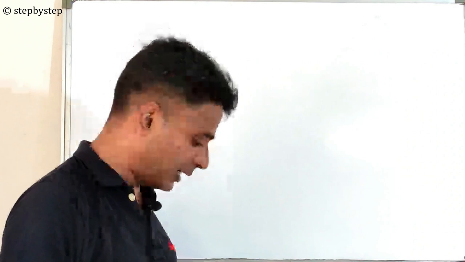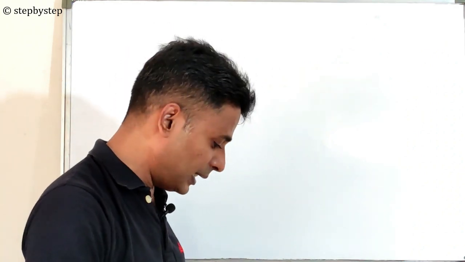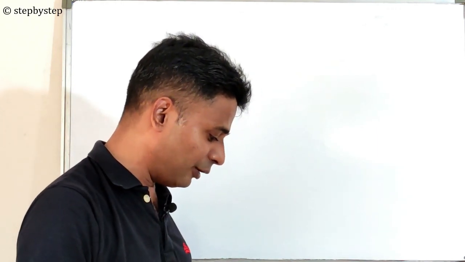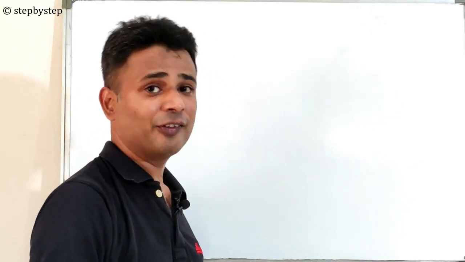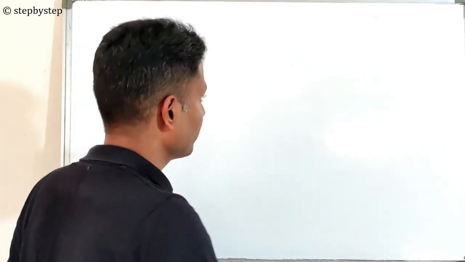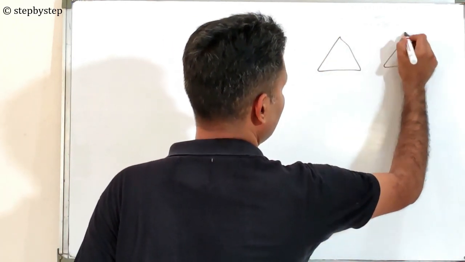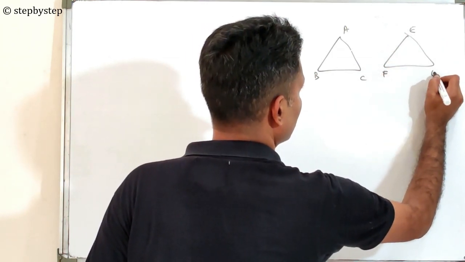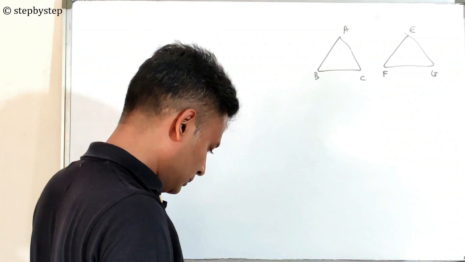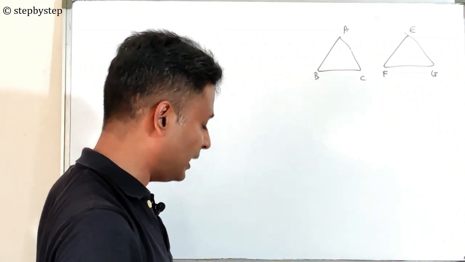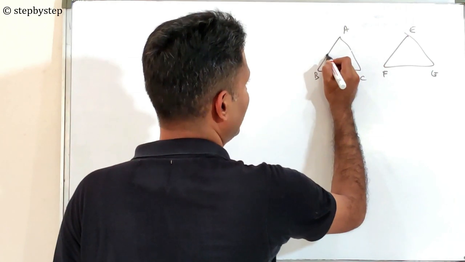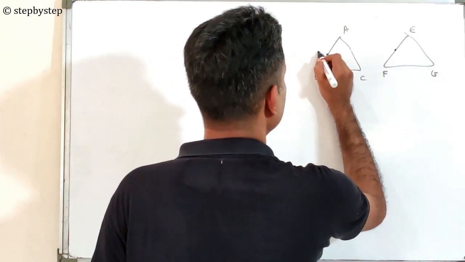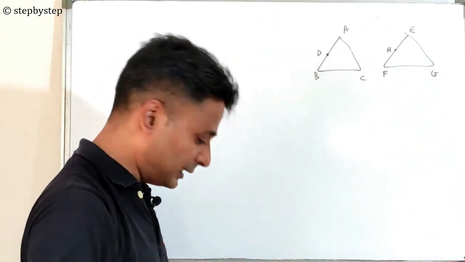CD and GH are respectively the bisectors of angle ACB and EGF, such that D and H lie on sides AB and FE of triangle ABC and EFG. So what are the two triangles they have given us? ABC and EFG. So we'll write ABC and EFG. Now we'll start again from the beginning. D and H lie on sides AB and FE. D lies on side AB and H lies on side FE. So this is D, this is H. They lie on these sides.